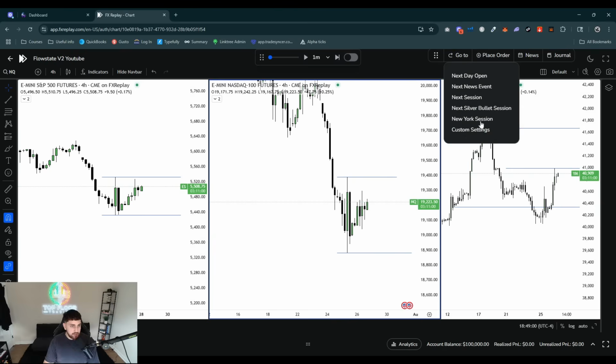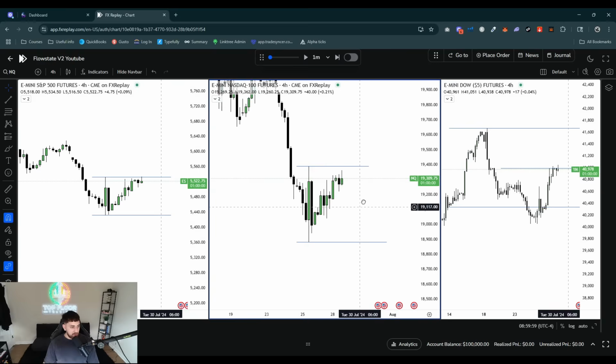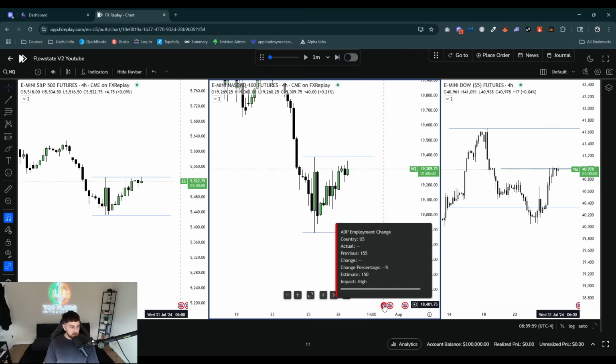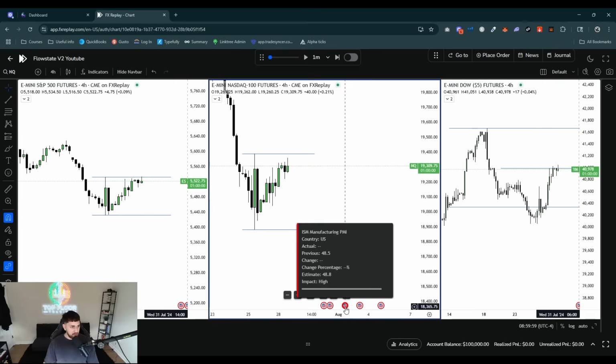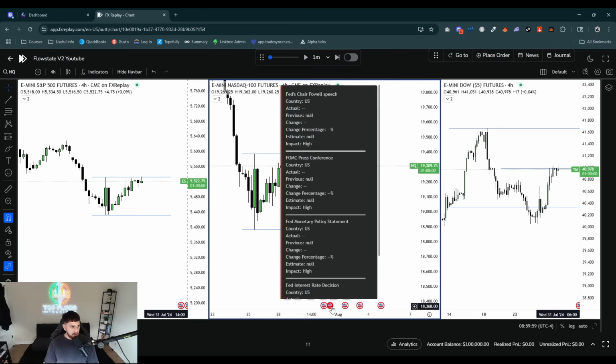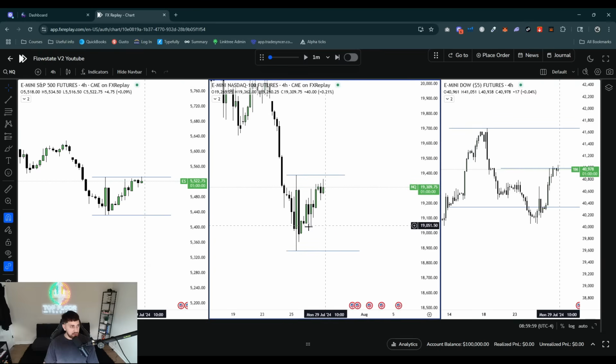So let's go to the New York session so we can start off this Monday. First off, what I want to look for is news. So we have ADP unemployment change on Wednesday, and then we have news on Thursday and Friday. We have non-farm, and then we have PMI, and we have FOMC all in the same week. Okay, so we have FOMC and NFP in the same week.